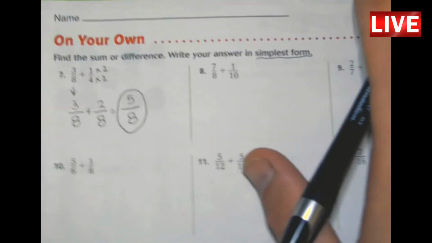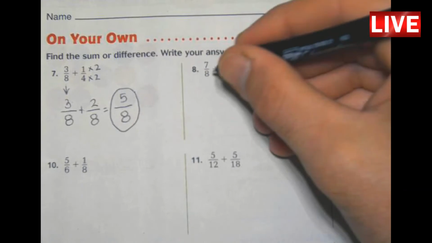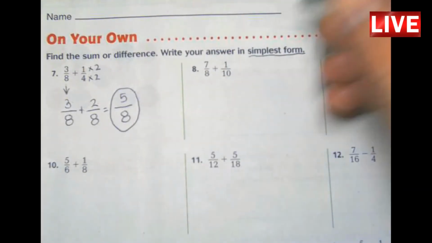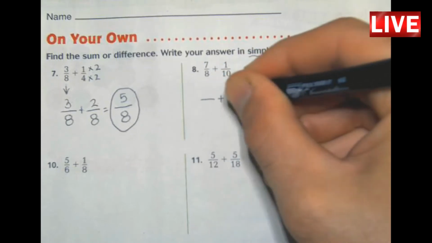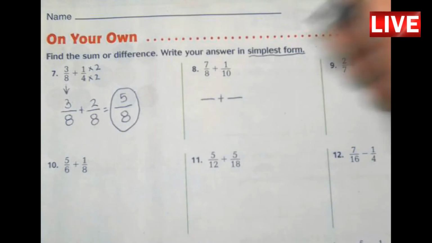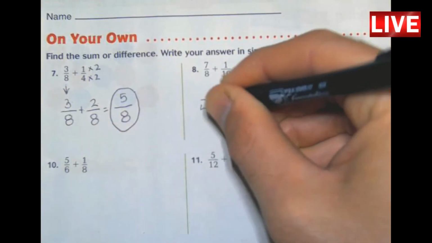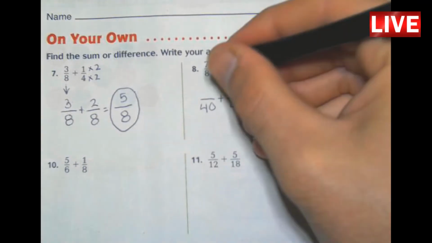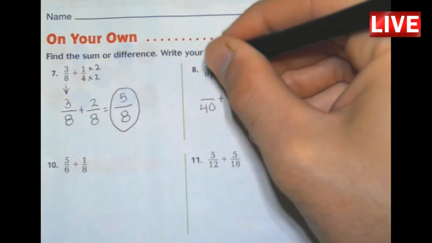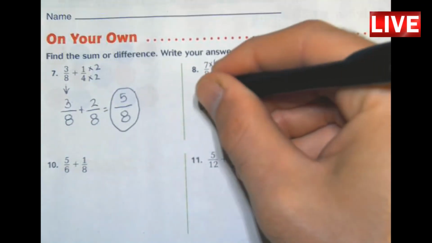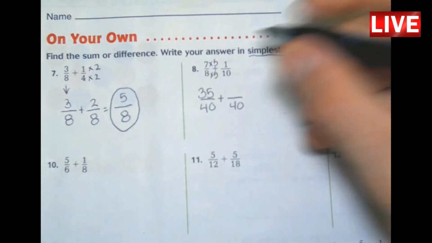Alright, the next one. 7/8 plus 1/10. We see if 8 can go into 10. And unfortunately, it cannot. Now we have to make two new fractions with a common denominator. Now, you could multiply them together and get 80, but there is a smaller number they have in common, and that number is 40. So let's start with the 8 first. What times 8 gets me to 40? That would be 5. So we do 7 times 5, which would be 35.